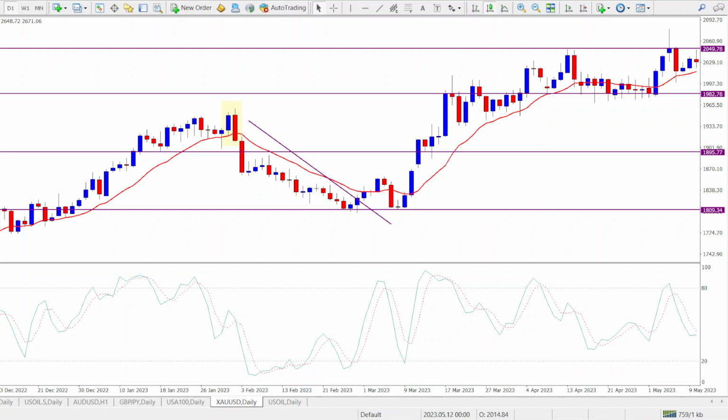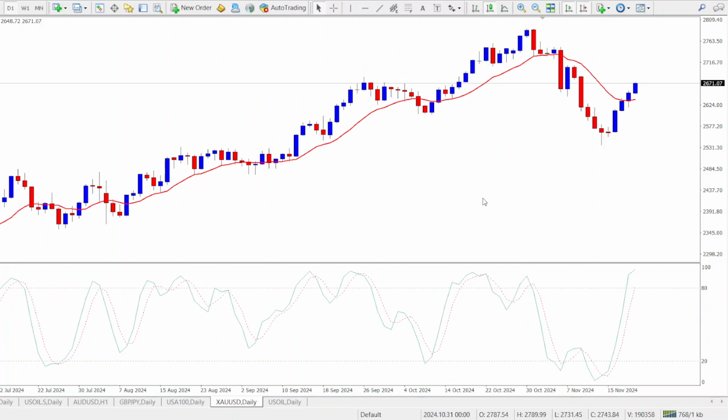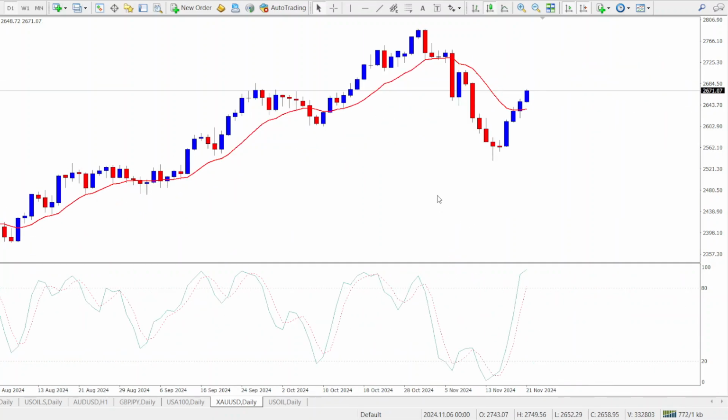The McGinley Dynamic Indicator is an indicator that you can use for trend following strategies or range bound strategies. You can use this indicator in both cases, and it is very straightforward. So even complete beginners can make use of this indicator.